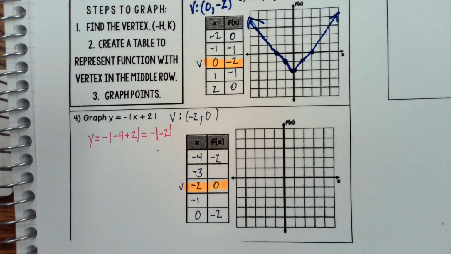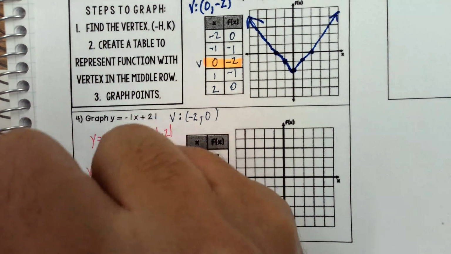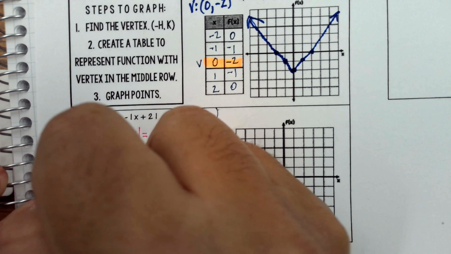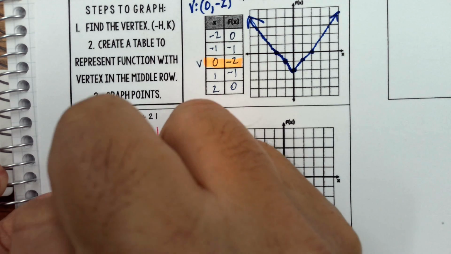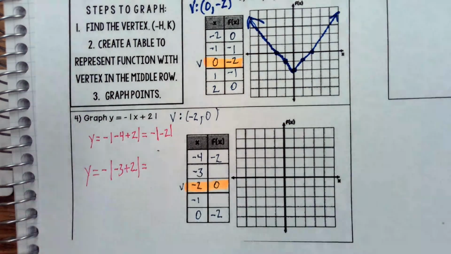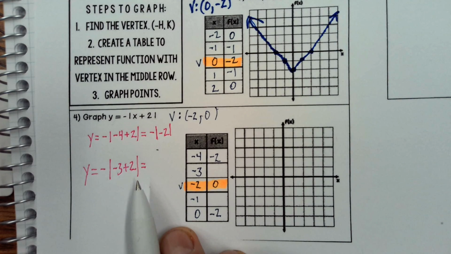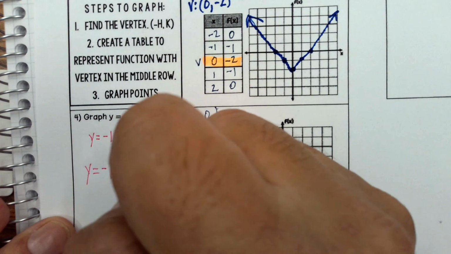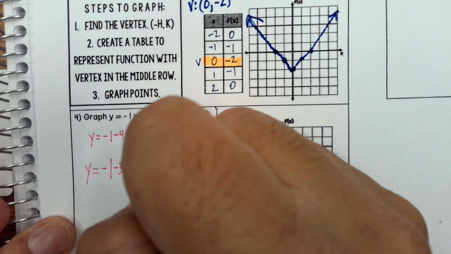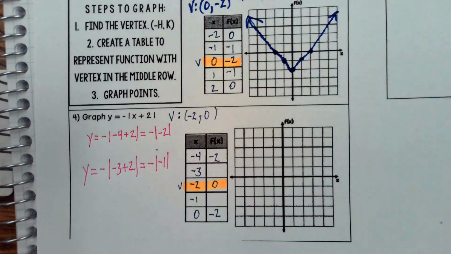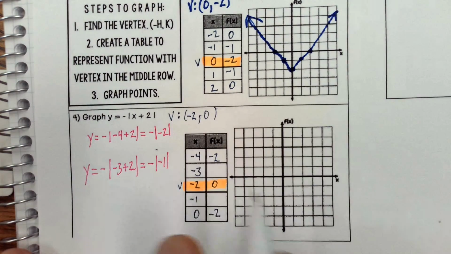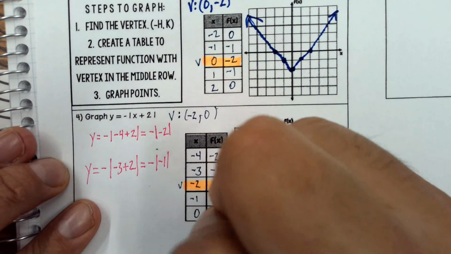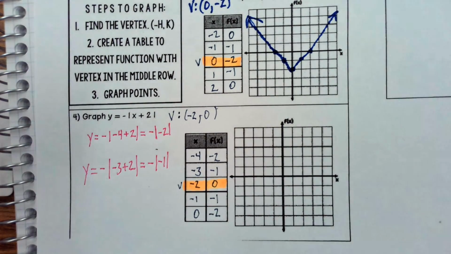So let's try again. Let's do this one. And we're going to do the same thing. We want y equals negative absolute value of -3 plus 2. So let's see here. -3 plus 2, that's -1. So we want the opposite of the absolute value of -1. What number is that going to give us? -1. This would give us +1, but that negative outside will make it -1, and -1 there. Okay?